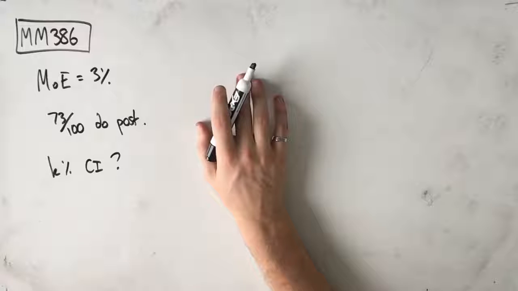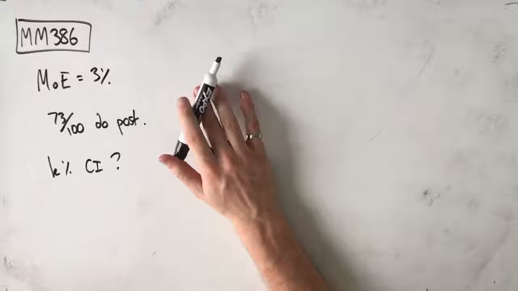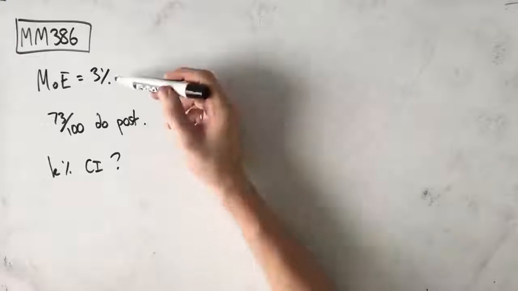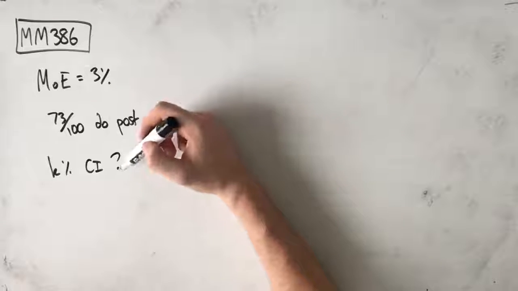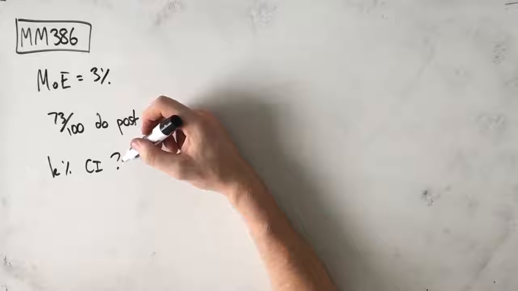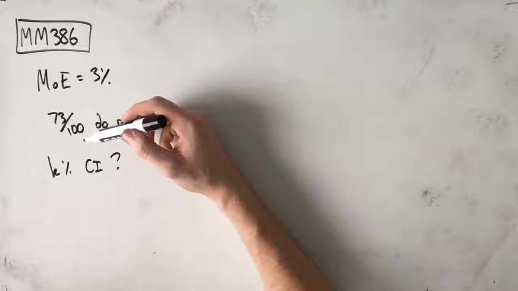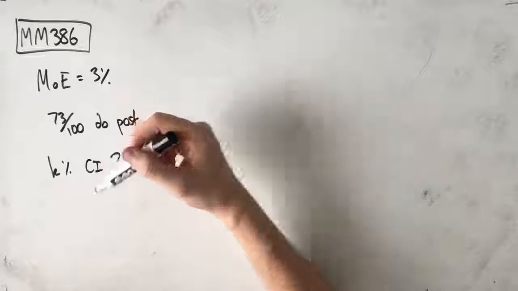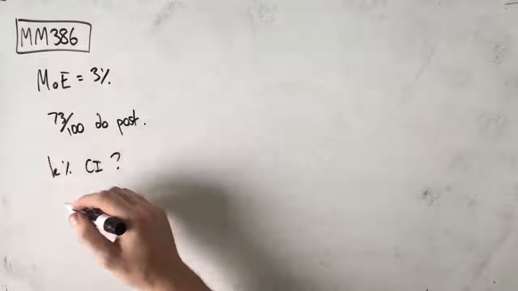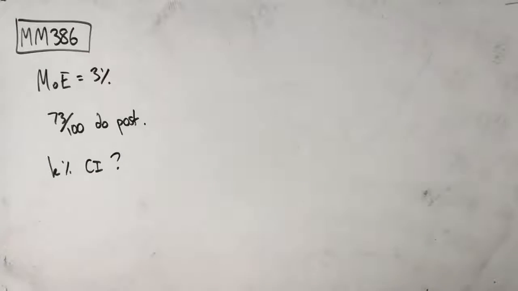So, this question says an app developer has created a survey to find out the proportion of teenagers who post regularly on Facebook. The margin of error for the survey is 3% in a confidence interval of K% for the sample proportion of teenagers who post regularly on Facebook. It is found that 73 out of the 100 teenagers surveyed do post regularly on Facebook, and we need to find the value of K, which is the percentage level of our confidence.